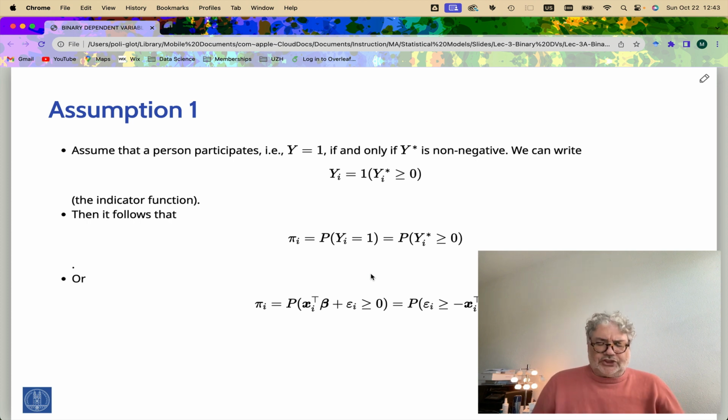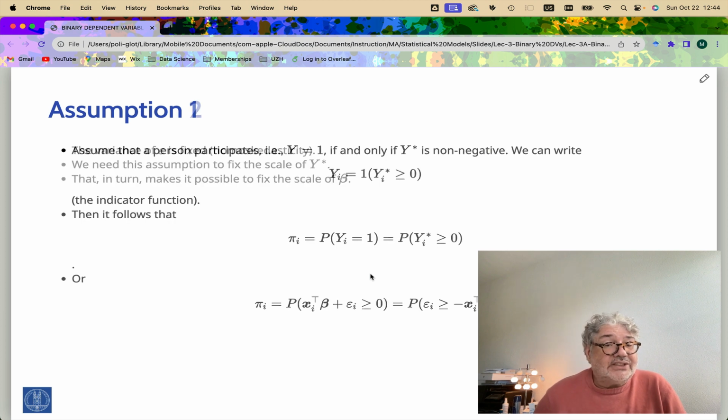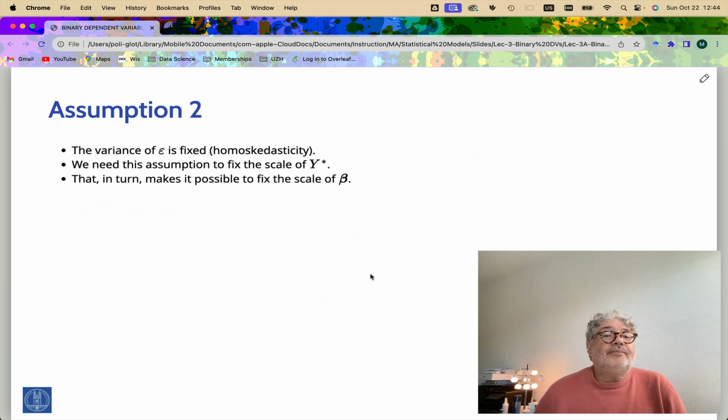At this point we're actually stuck, because now we have to really start making assumptions about the distributions of these errors epsilon, so that we can actually analyze what happens on the right-hand side. So we're going to set a distribution, first of all, where the variance of epsilon is fixed. We're going to impose homoscedasticity. We need that assumption because we need to fix the scale of y star, and if we don't fix the scale of y star, we can't fix the scale of beta.